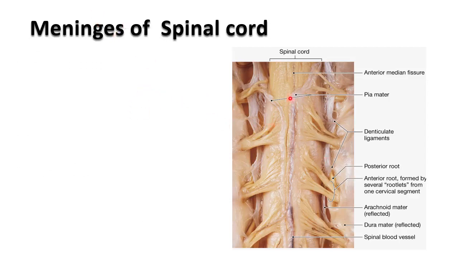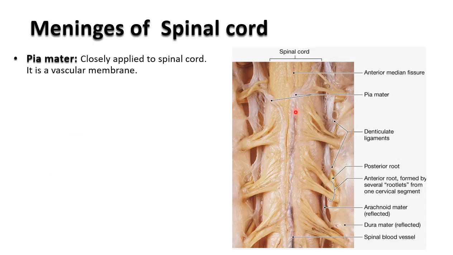So this is the innermost layer, while the other two are loosely enveloping the spinal cord, this pia mater is closely applied and it is a vascular membrane, because most of the blood vessels ramify over this pia mater. Now this pia mater shows some modifications, especially in the anterior median fissure.